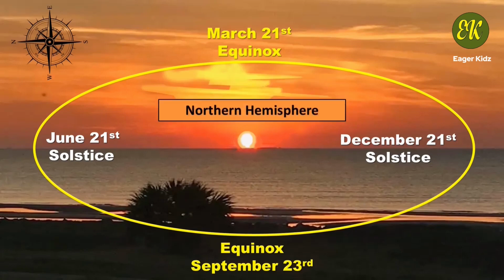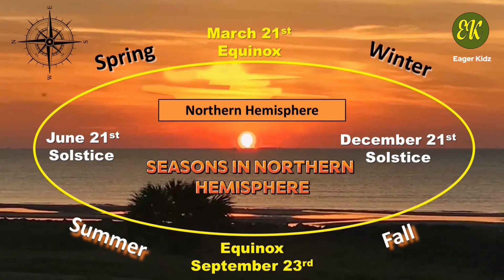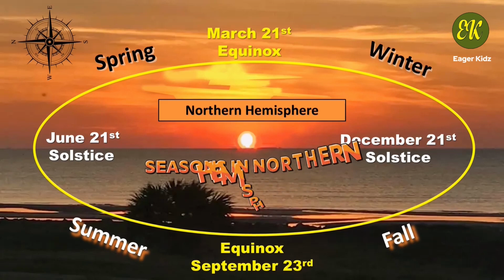In the northern hemisphere spring season begins on March 21st and it lasts till June 21st. Summer begins from June 21st, it extends up to September 22nd or 23rd. Then comes the fall season. It starts from September 23rd to December 21st. And from December 21st to March 21st is the winter season.